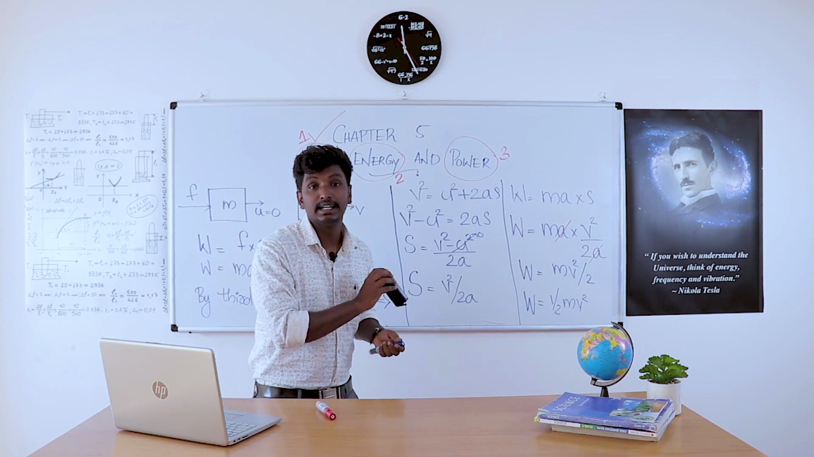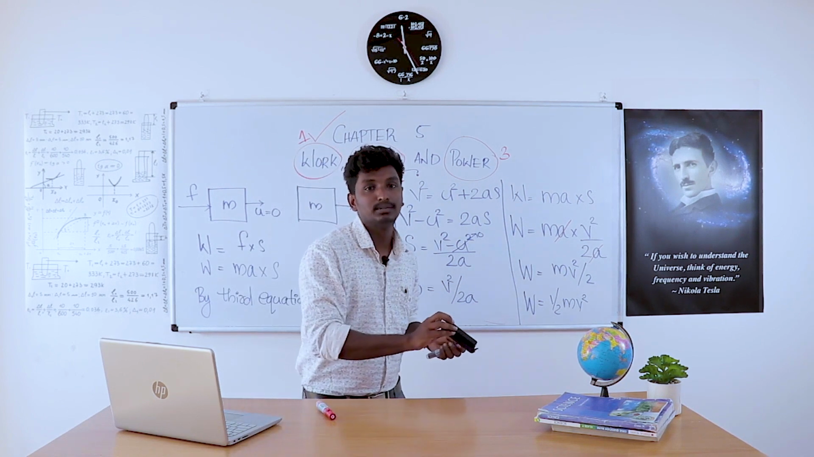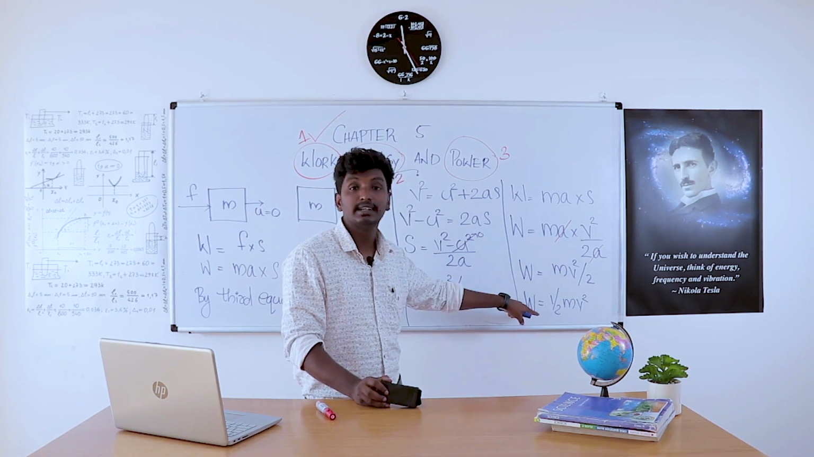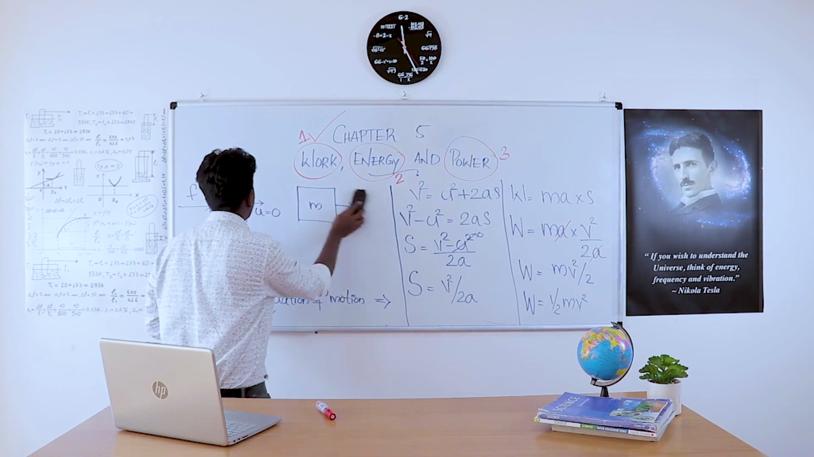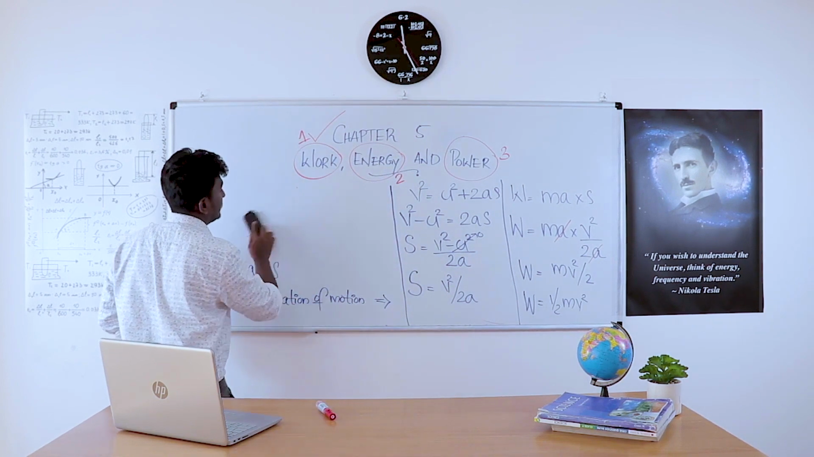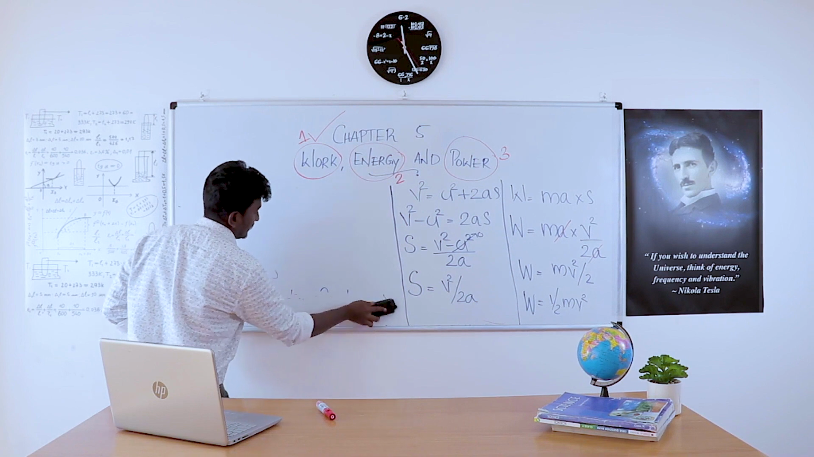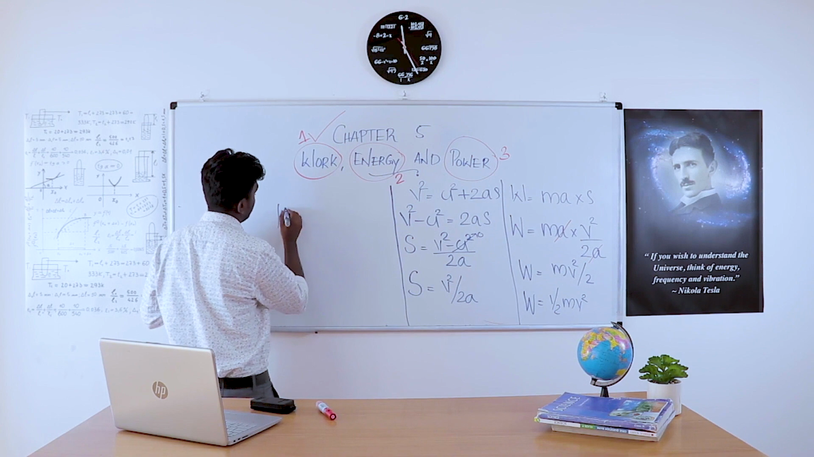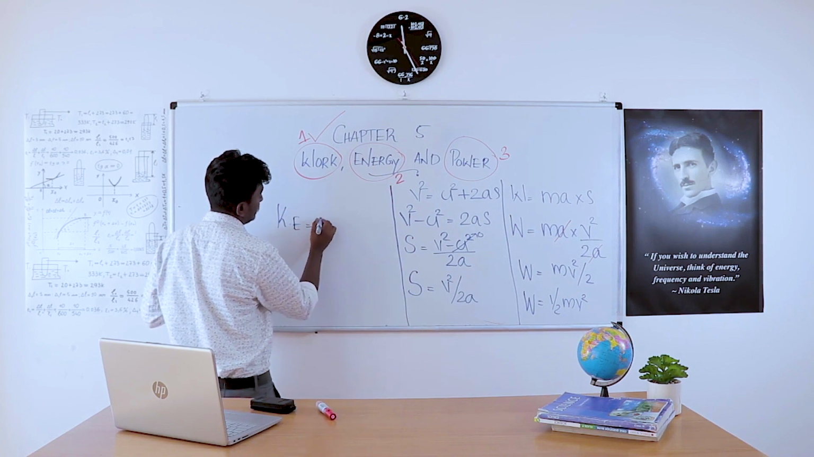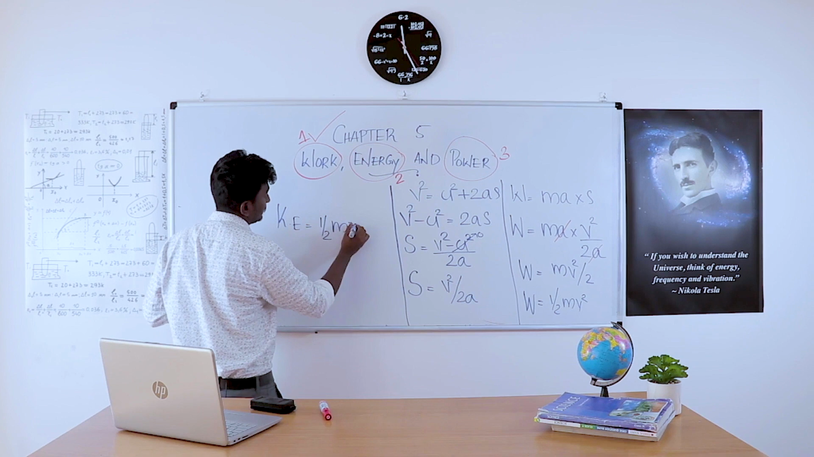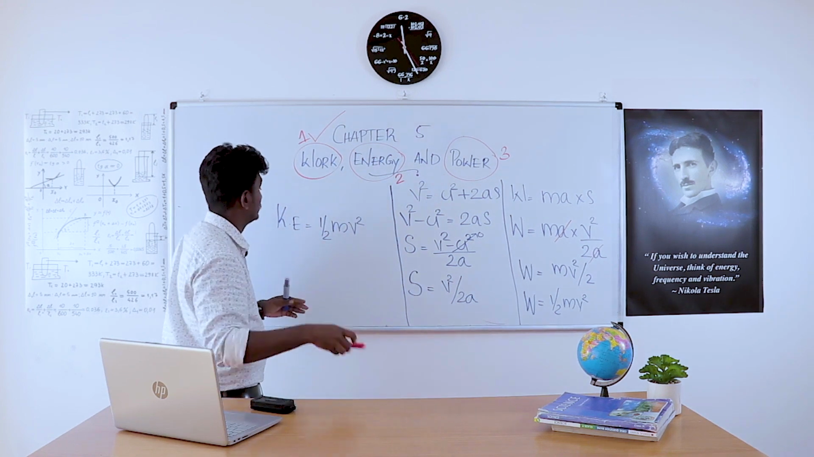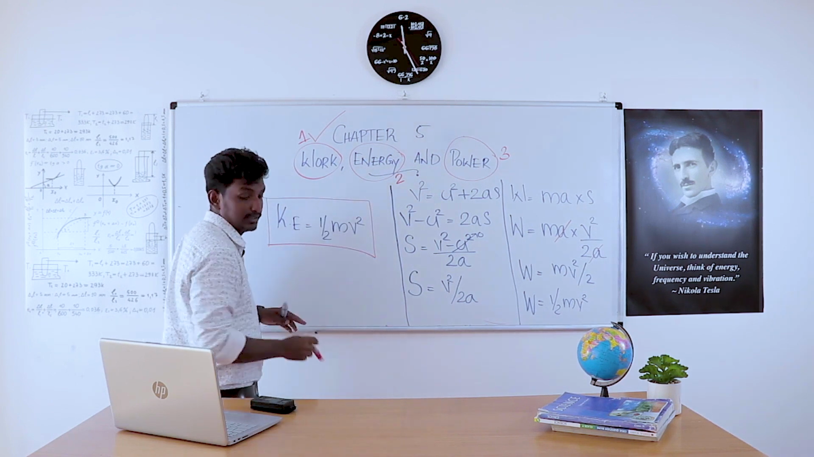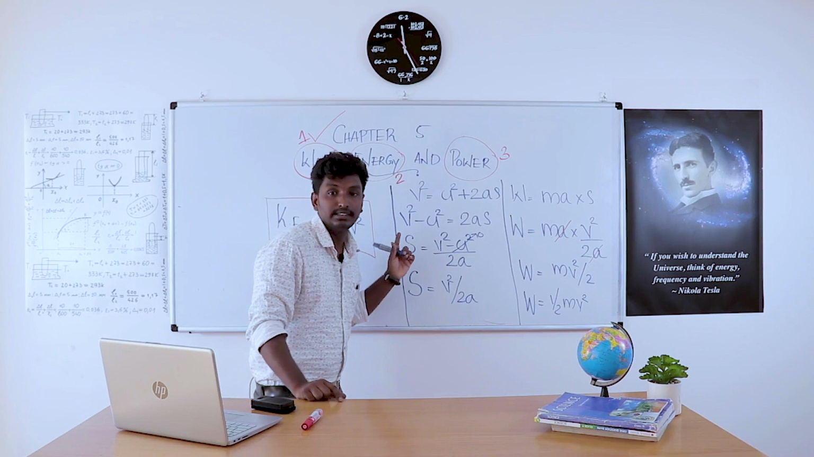We already said that work done in moving an object is stored as kinetic energy. That means this work done is stored as kinetic energy. Therefore, kinetic energy is equal to half mv square. This is our required equation, and we have derived it.